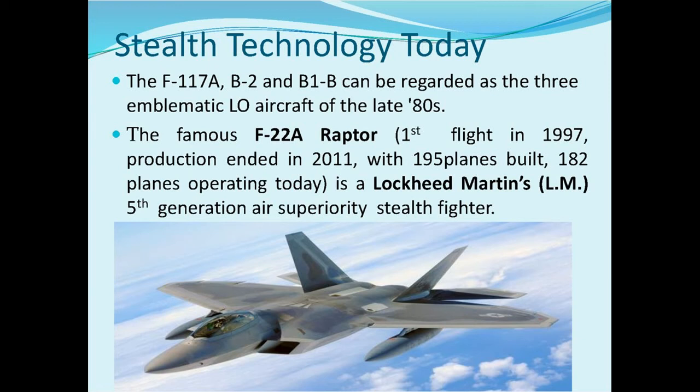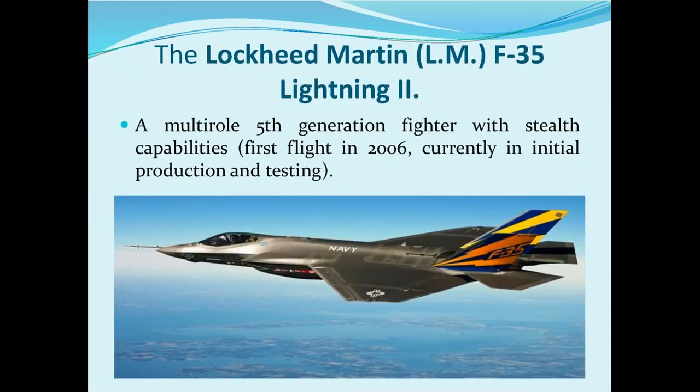Stealth technology today. The F-117A, B-2 and B-1B can be regarded as the three emblematic low observable aircraft of the late '80s. The famous F-22A Raptor, first flight in 1997, production ended in 2011 with 195 planes built. 182 planes are operating today. It is Lockheed Martin's 5th generation air superiority stealth fighter. The Lockheed Martin F-35 Lightning II is a multirole 5th generation fighter with stealth capabilities, first flight in 2006, currently in initial production and testing.